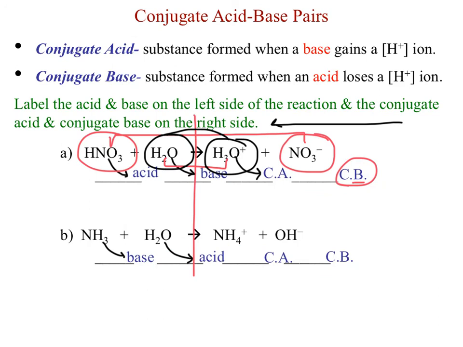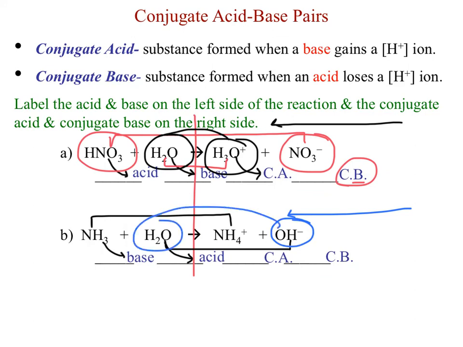In example B, if I pair up the similar species and do the same thing, if I go in the reverse direction, you'll notice that the hydroxide ion becomes water. It has gained a hydrogen ion, so it's a conjugate base, and the ammonium ion becomes the ammonia molecule. It has lost a hydrogen ion, and it is considered a conjugate acid.